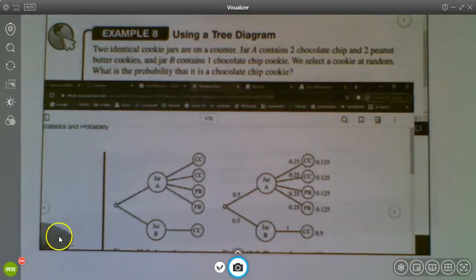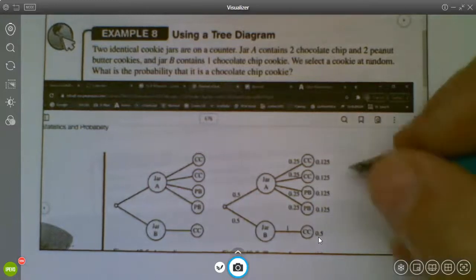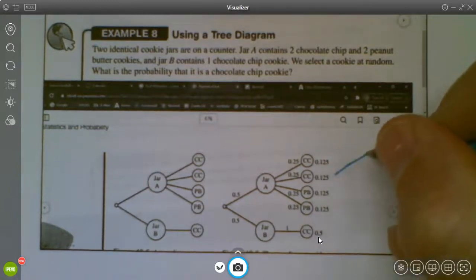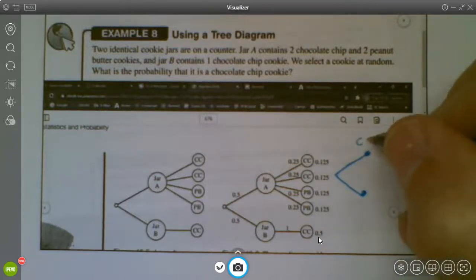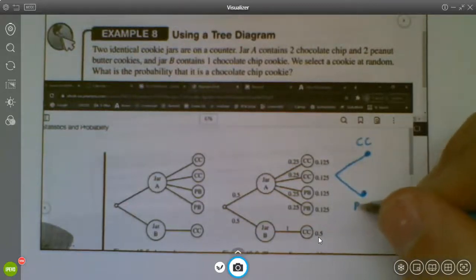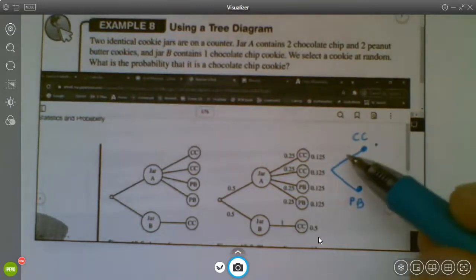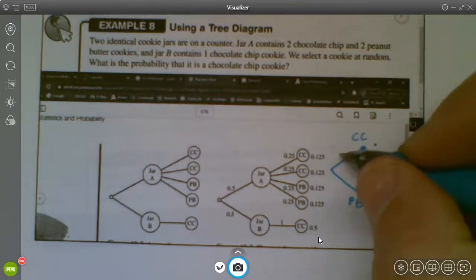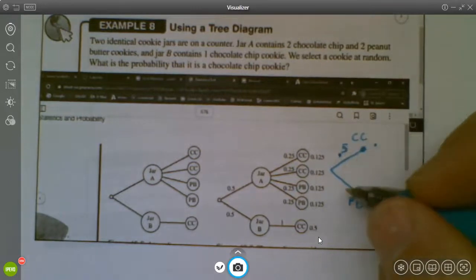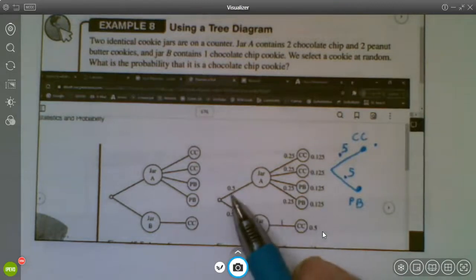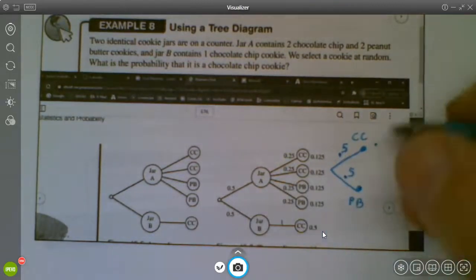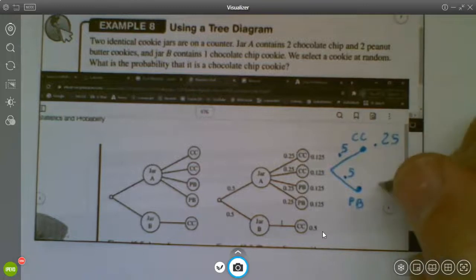And so as you look at the end results here, this is your sample space, right? Like I said, I would have done this, and let me just throw it out there. I would have said from this one it's either chocolate chip or peanut butter, where 2 out of the 4 are chocolate chip and 2 out of the 4 are peanut butter. So then I would have multiplied my 0.5 times 0.5 to get 0.25. Same thing here.